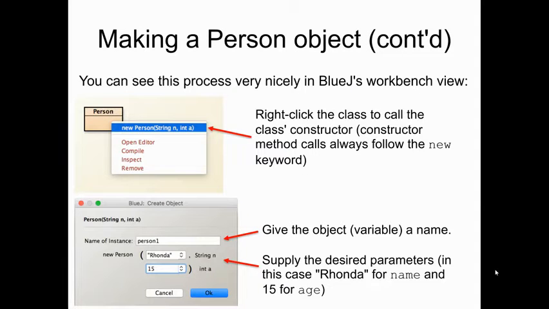You can see this process very nicely in BlueJ's Workbench view. In BlueJ, you can see the classes, and they look like this. If you right mouse click the class, you can call the class's constructor. There it is with the keyword new. That'll open up this window, and it gives you a chance to name the object. So this instance will be called person1, and provide values for the parameters. So Rhonda will be the string for the name, and 15 will be the int a for the age.